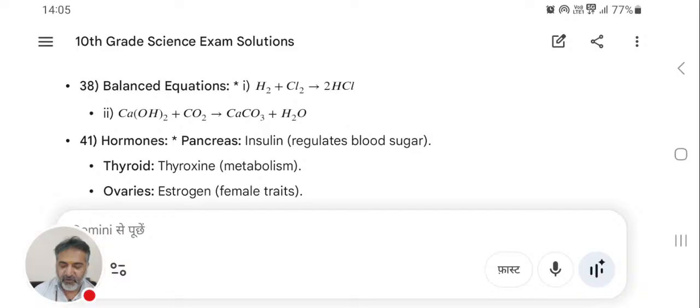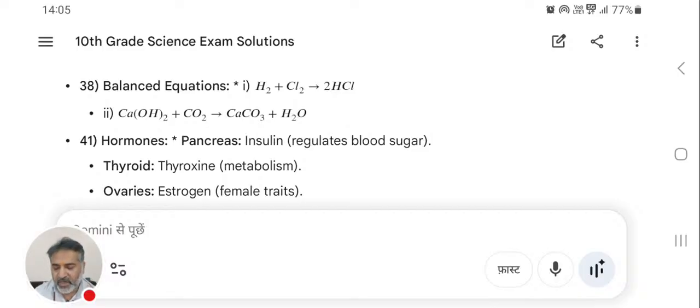Now question number 40. What is corrosion? Suggest some remedies to prevent corrosion. In the presence of air and humidity, the iron is converted to iron oxide, or it is oxidized, that is called corrosion. We suggest painting, greasing, galvanizing, alloying, anodizing. These are the remedies to prevent corrosion.